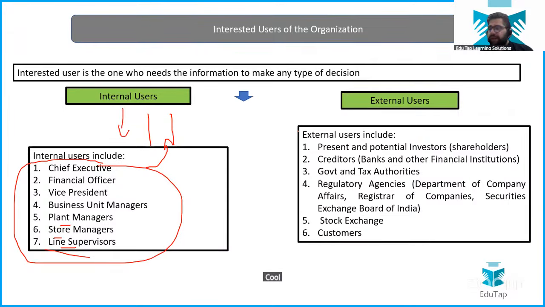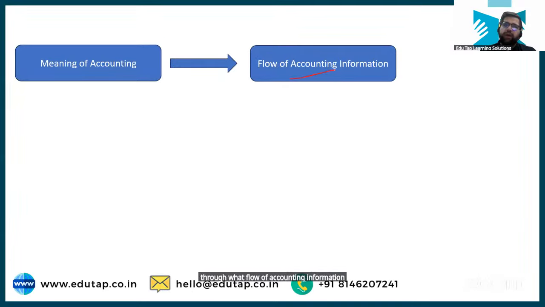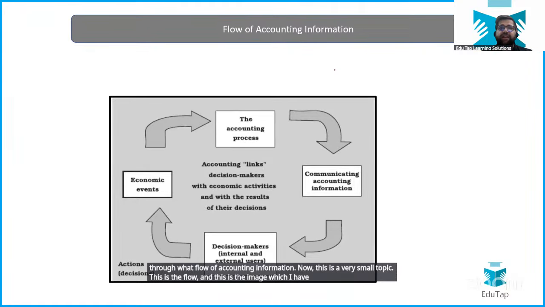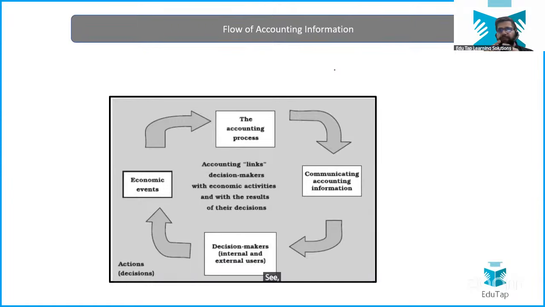Cool. Now let's move forward to the flow of accounting information. This is a very small topic. This is the flow, and this is the image which I have taken from NCERT. See, the flow basically starts from an economic event, right? Then you start your accounting process. Then you communicate the accounting information, and then your decision makers can use it. Now you will be a bit confused over here, but I will try my best that you don't get confused. Economic events, I hope you know more about it because we have discussed them a lot, so I'm not repeating the same definition again.